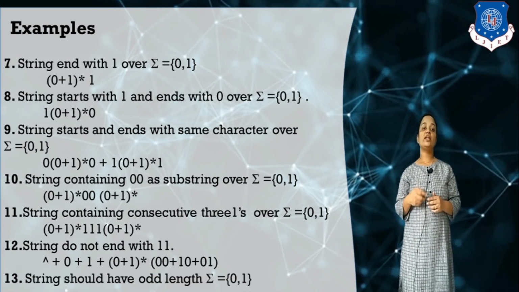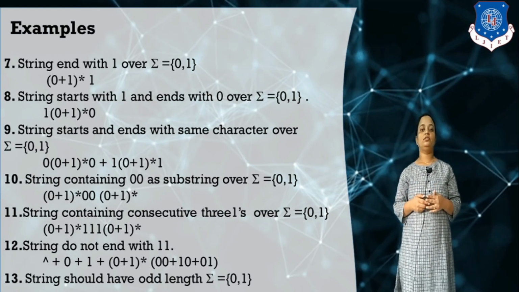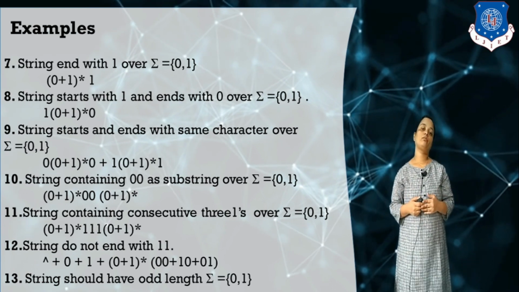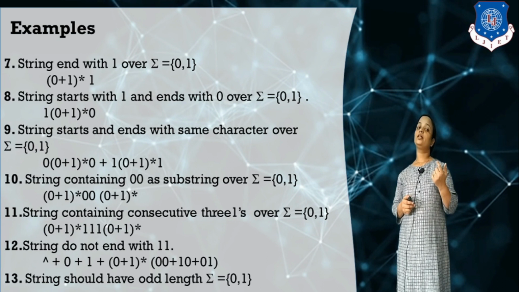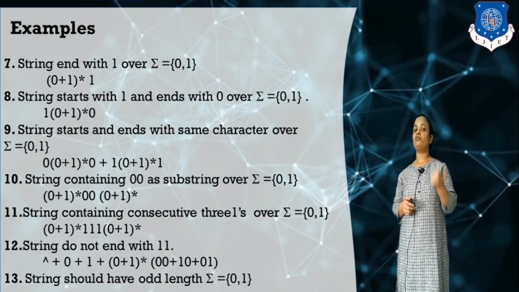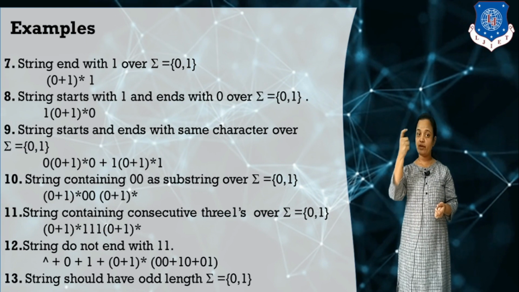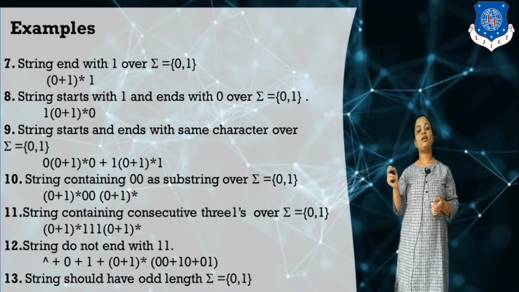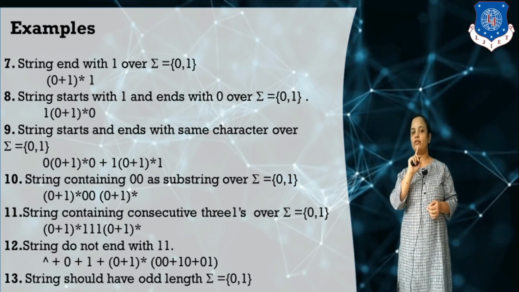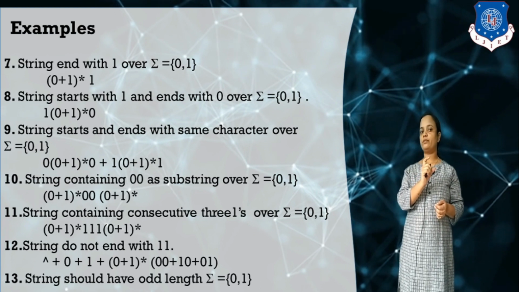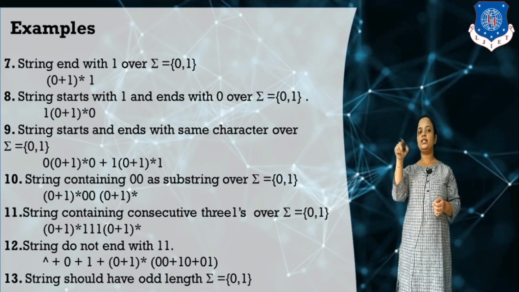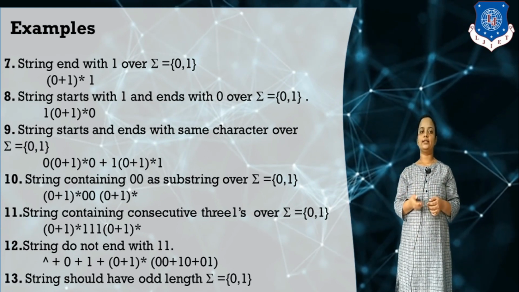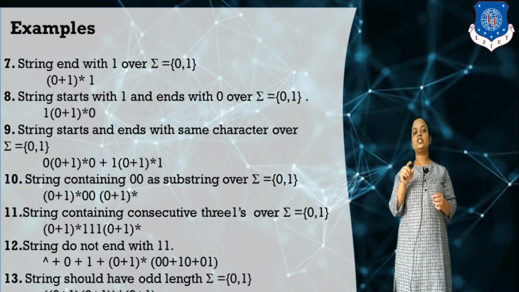And at the end, the string should have odd length. Now, for odd length, what logic can we use? Odd length means strings with length 1, length 3, length 5, length 7, length 9, likewise. So can we express it as 2n plus 1, where n is the power raised? Two terms are repeated with a star, and then the last term, as you can see here: (0 plus 1)(0 plus 1) whole star.